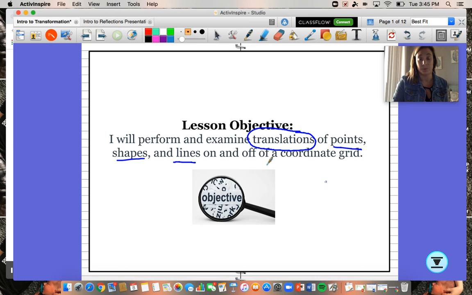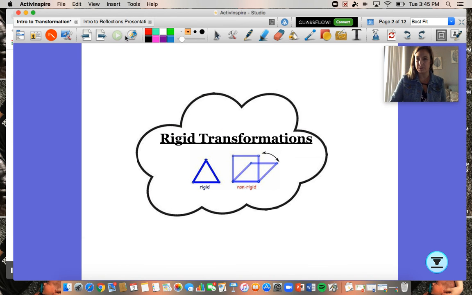So this is where we're going to be starting. Our focus is going to be more on points and shapes. You'll learn some new vocab throughout this, and I'll be sure to write it down and give suggestions as we go. Before we can really dive into what a translation is, I think it's really important that we talk about what a rigid transformation is, right?